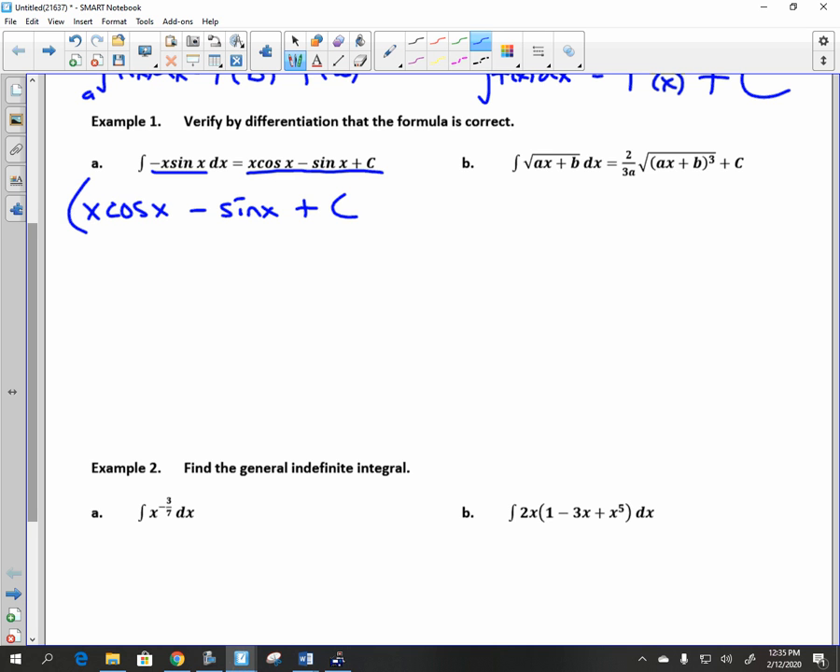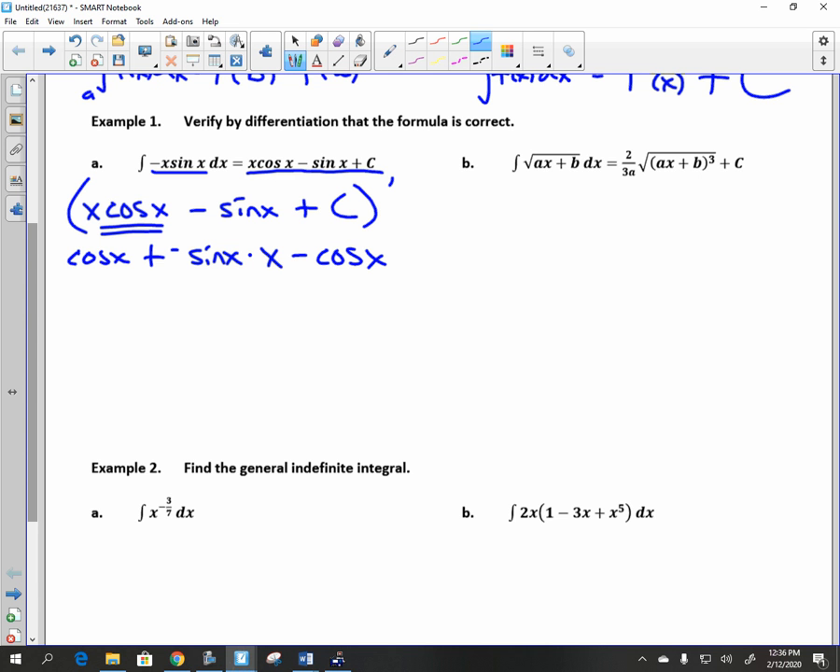Let's see if you remember how to take derivatives. It's been a little while. How do I do the derivative of x cosine of x? Product rule, thank you. What is the derivative of x? 1 times cosine of x plus, what's the derivative of cosine of x? Negative sine of x times x. So I just did that part right there, right? Product rule, ready to go. Minus sine of x. What's the derivative of negative sine? Negative cosine of x. And what is the derivative of a constant?